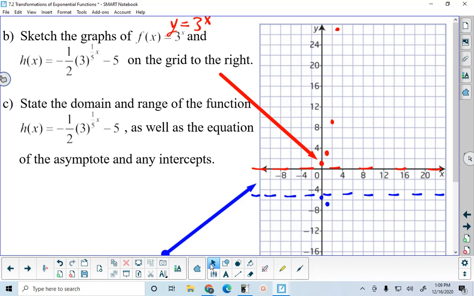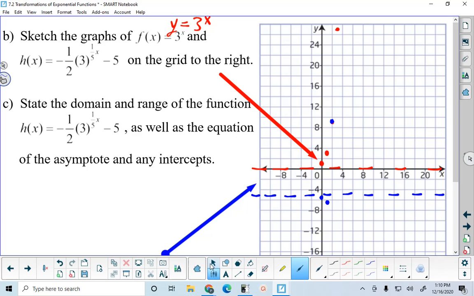But you start to see a pattern here. You start to see a pattern that because of the vertical reflection and then the shift, this graph is going to end up being a curving down kind of situation. We'll take a look at the next one, which is here.